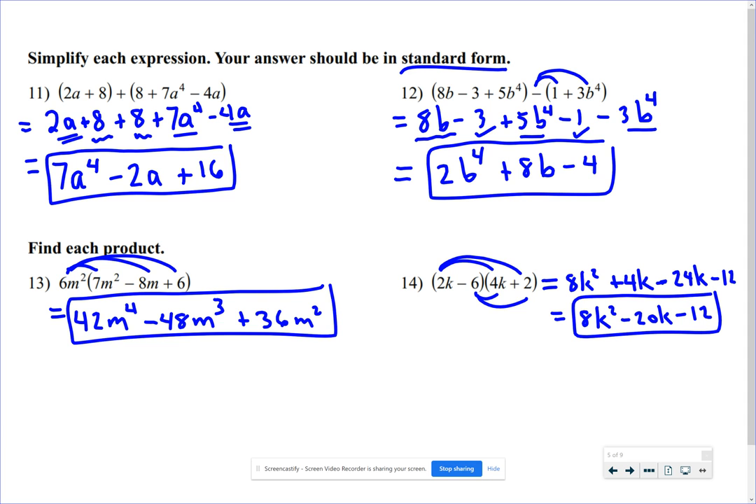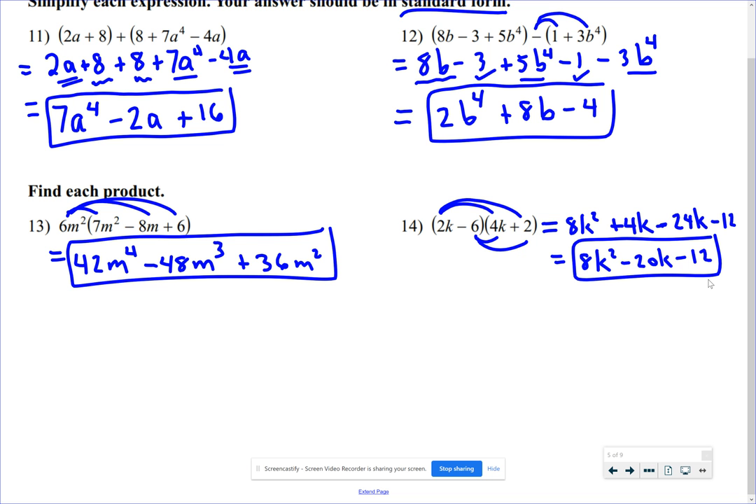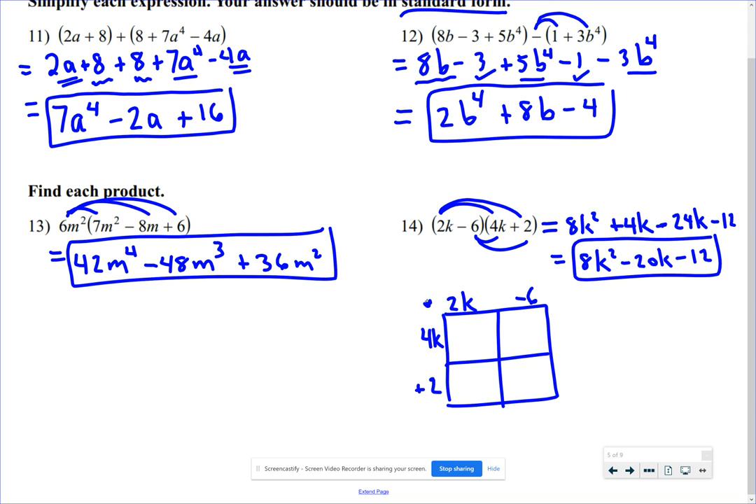Now let me show you what it would look like if we used the box method. So if we did the box method, we draw a box, we write the first polynomial factor on the top. We can write the second polynomial factor on the side, and that's a positive 2. And then we do a multiplication table. The box is just a multiplication table.